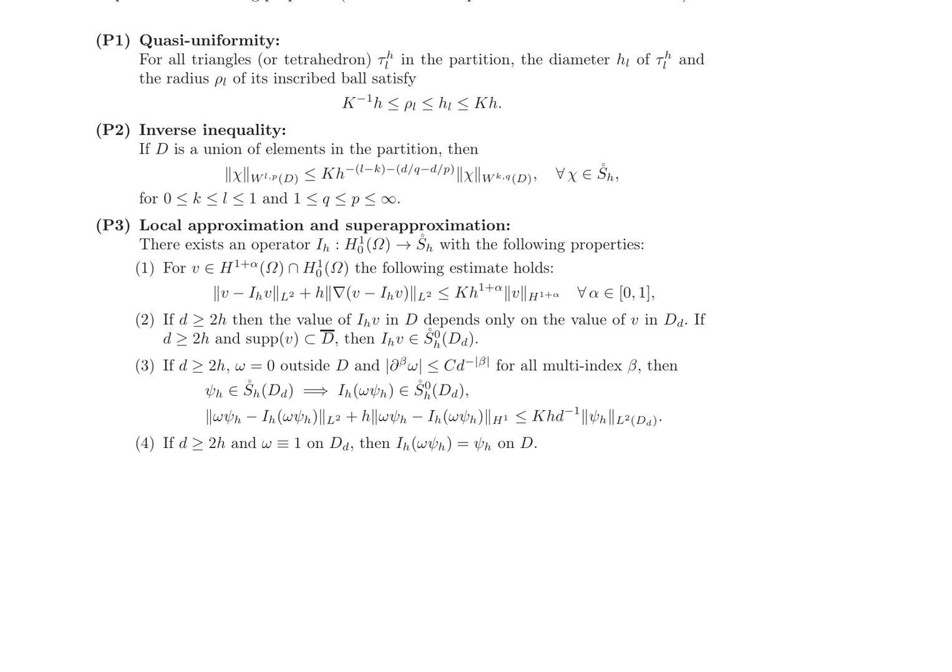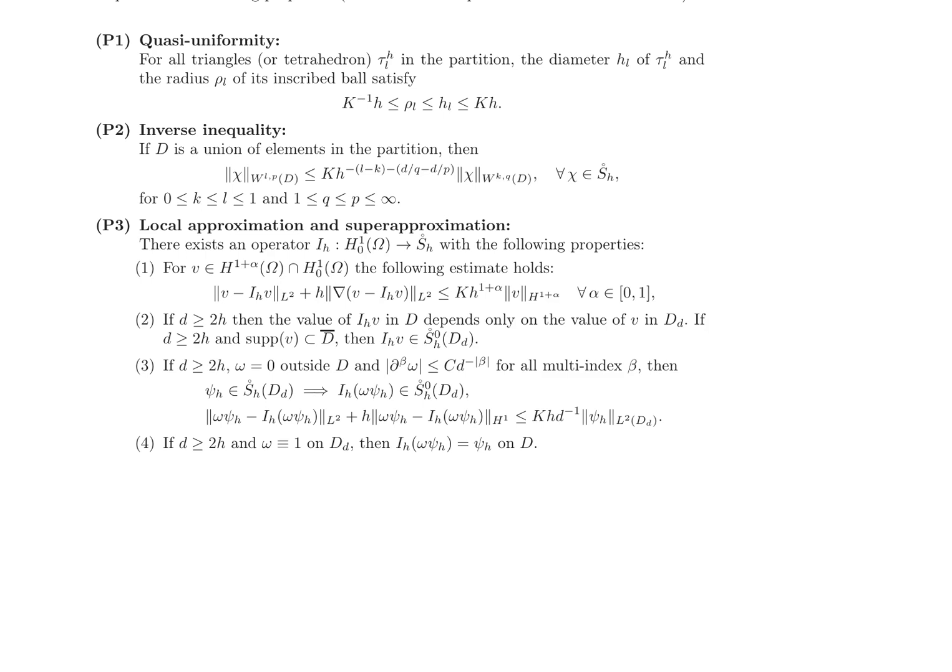If D ≥ 2h, the value of I_h v in D depends only on the value of v in D_d. If D ≥ 2h and v is a subset of D, then I_h v is an element of S_h^0(D_d). If D ≥ 2h, ω equals 0 outside D, and |∂^β ω| ≤ Cd^{-|β|} for all multi-indices β, then ψ_h ∈ S_h(D_d) equals I_h(ωψ_h) ∈ S_h^0(D_d), and ‖ωψ_h − I_h(ωψ_h)‖_{L2} + h‖ωψ_h − I_h(ωψ_h)‖_{H^1} ≤ khd^{-1}‖ψ_h‖_{L2(D_d)}. If D ≥ 2h and ω is defined as 1 on D_d, then I_h(ωψ_h) equals ψ_h on D.